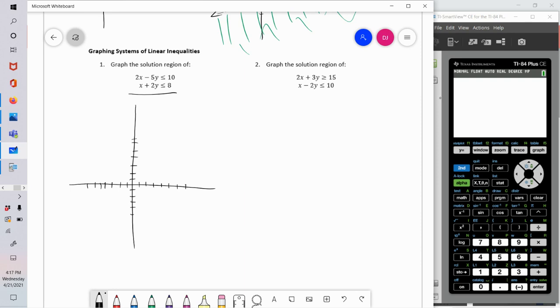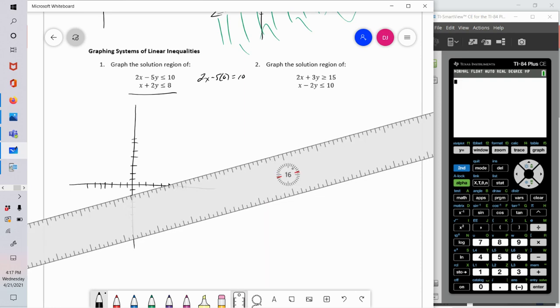Pretending that those are equally spaced. If I'm going to graph 2x minus 5y equals 10, first of all, if x is 0, y is -2, right? In 2 times x minus 5y equals 10, if x is 0, y is -2. And if y is 0, x would be 5. 1, 2, 3, 4, 5.